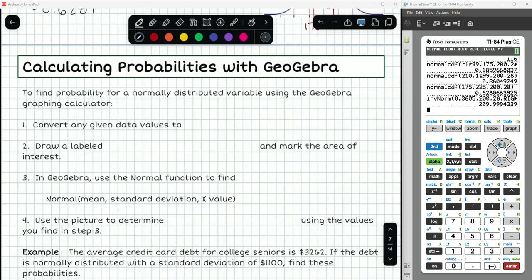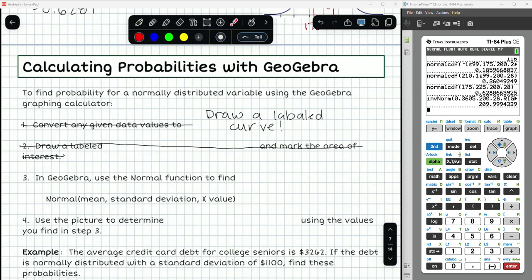And first thing I need to do is make some adjustments because I was not thinking clearly when I wrote this out. So the very first thing you should do is remember to draw a labeled picture. We know we should draw the labeled normal curve, mean in the middle, standard deviations in either direction, mark the boundaries of interest, shade in the area you're trying to find.